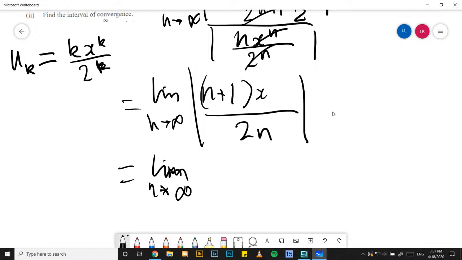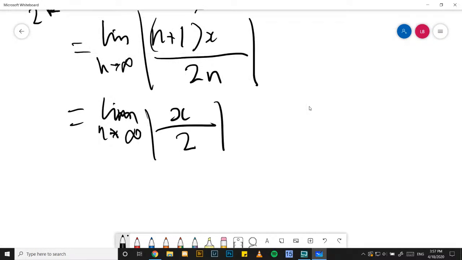So if you differentiate the top, that's xn plus x, well, really it's x times n plus 1. When you differentiate that, it's just x. And 2n, when you differentiate that, ends up with 2. So the limit as n approaches infinity is the absolute value of x over 2. Now that you have no more n's, you don't have to have the limit anymore. So this is equal to the absolute value of x over 2.